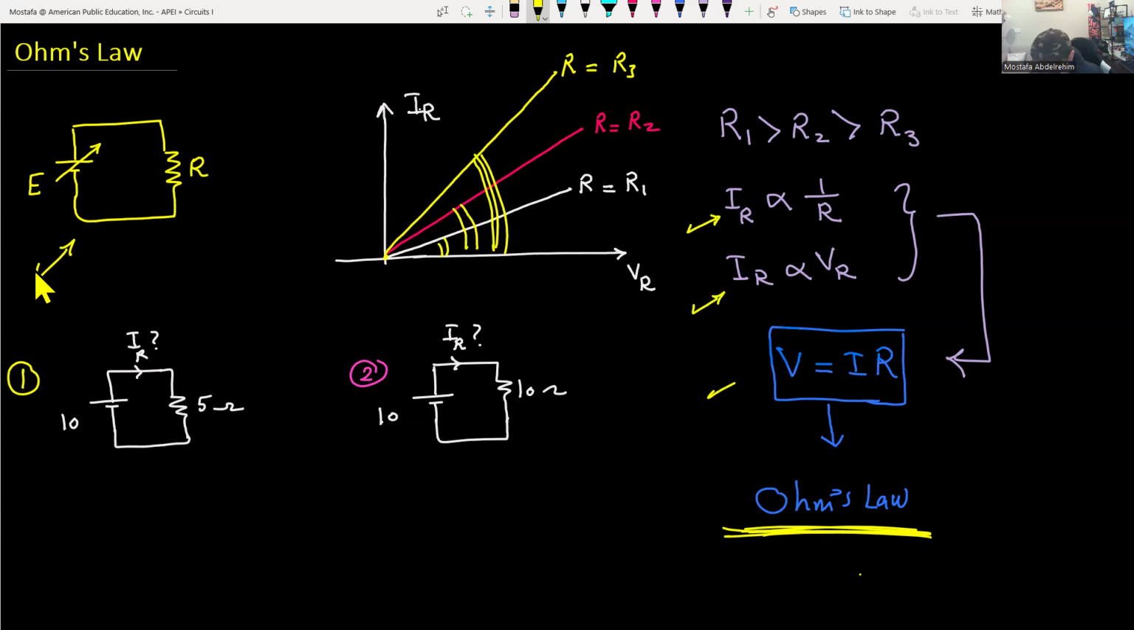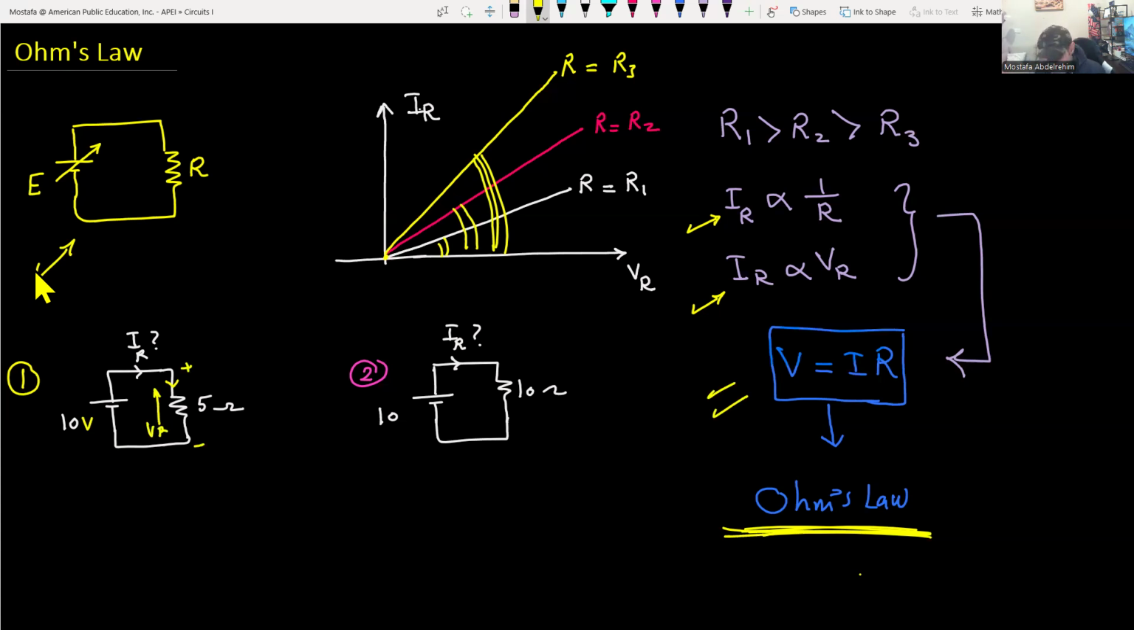Very simple. Let's have two examples in here. In the first example, you have a resistance of 5 ohms and a battery of 10 volts, and we need to know the current going through the resistance. To apply Ohm's law, we must know the voltage across the resistance, VR. If we review the fundamentals, V and I across the resistance are opposite to each other. So if the current is going that way, V will be that way. That means that's the positive, that's the negative.